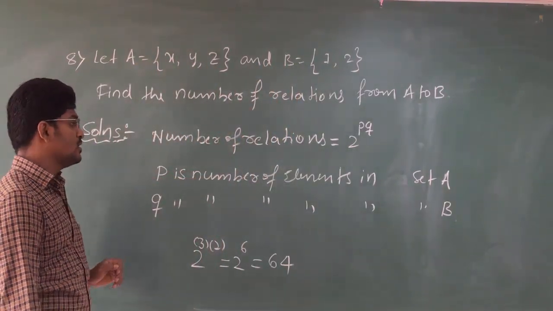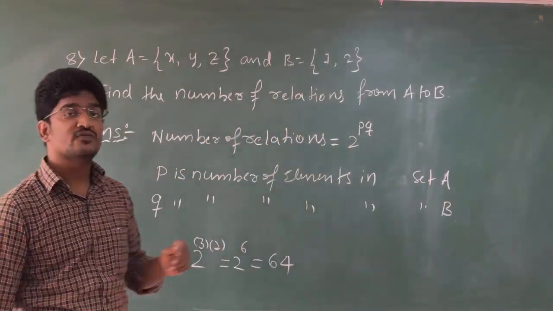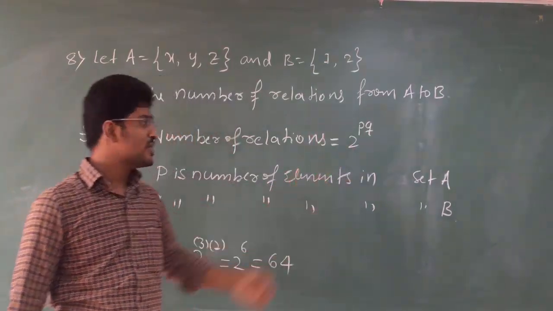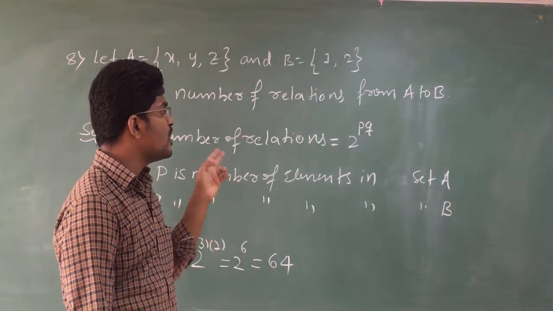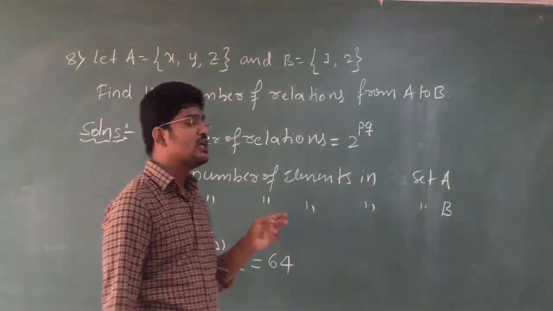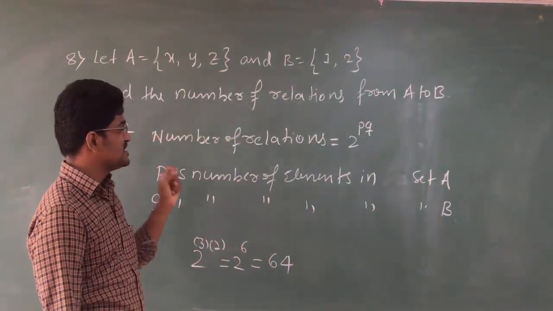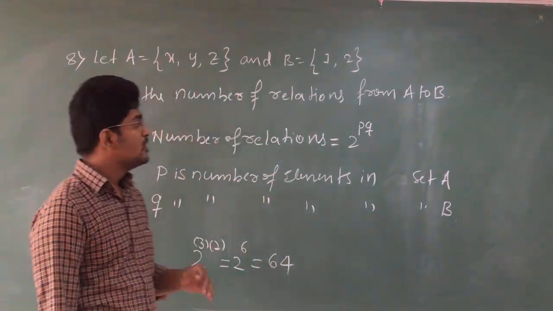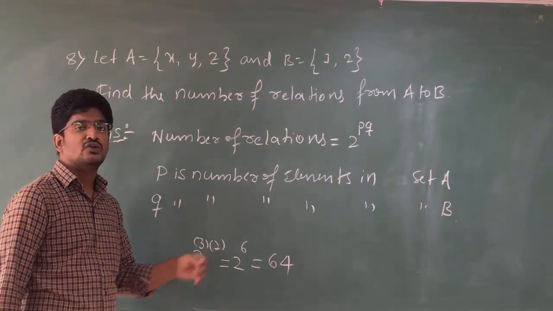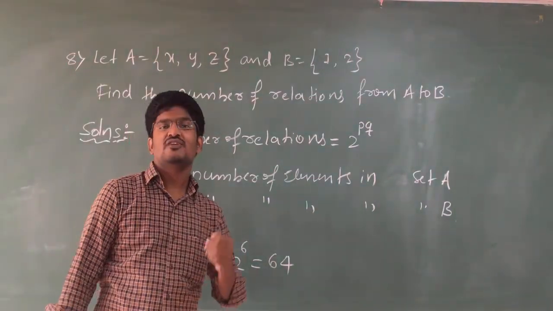Are you clear? So we all know this formula. If you don't know, now you write it down and please remember that formula. Very, very important. 2 to the power of PQ, where P is the number of elements in set A, and Q is the number of elements in set B. So 2 to the power of PQ is 2 to the power of 3 into 2, that is 2 to the power of 6, that is 64.